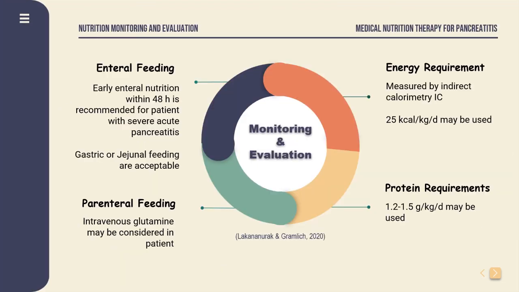Nutrition monitoring and evaluation. Energy requirement should be measured by indirect calorimetry, or 25 kcal per kilogram per day may be used. The second one, protein requirements are 1.2 to 1.5 gram per kilogram per day. The third one, early enteral nutrition within 48 hours is recommended for patients with severe acute pancreatitis. Gastric or jejunal feeding is acceptable. The last one is intravenous glutamine may be considered in patients with total parenteral nutrition.